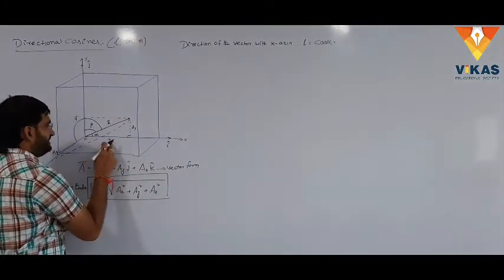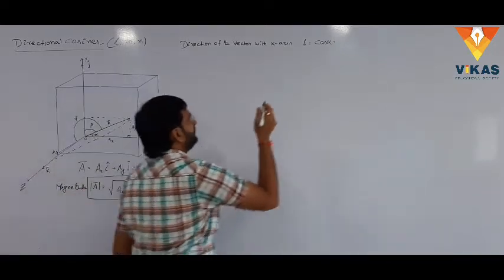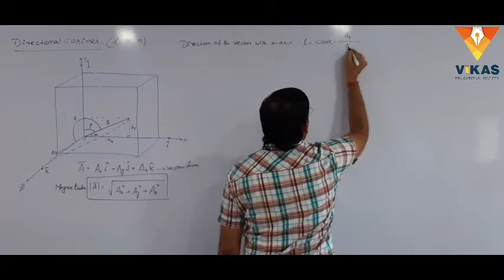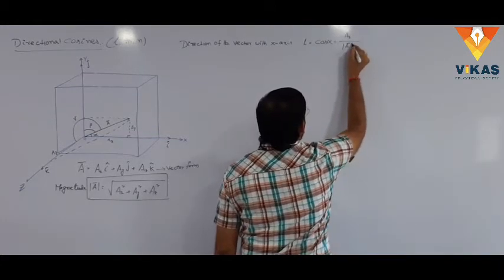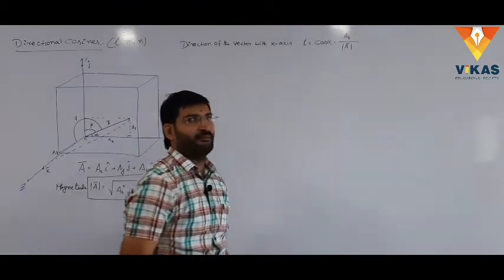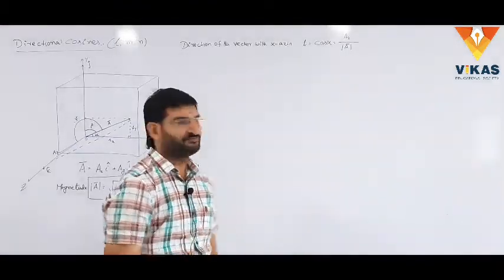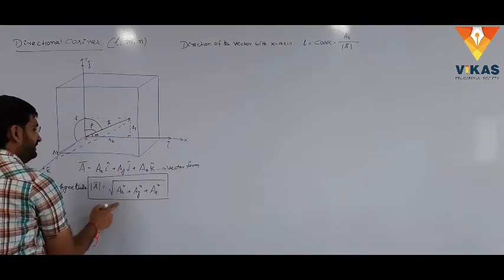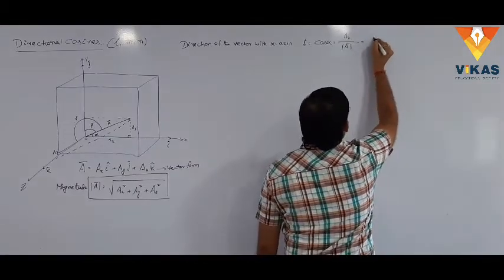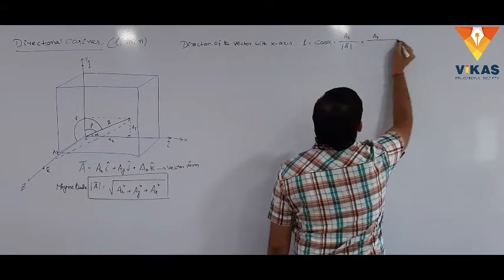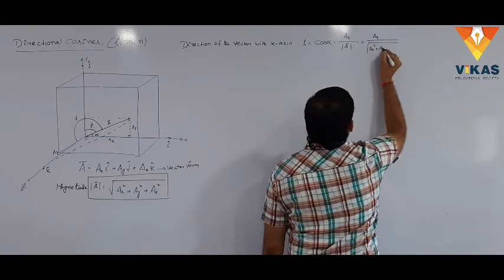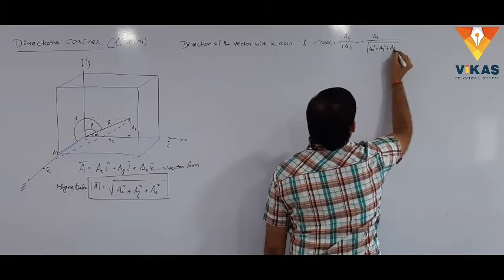Here cos alpha is equal to adjacent side by hypotenuse. What is the adjacent side here? That is ax. What is the hypotenuse? The length of the given vector, it is nothing but a bar magnitude. A bar is a vector, a bar magnitude is the length. Therefore, the length of this one is a bar modulus. That a bar modulus we already know, that is square root of ax square plus ay square plus az square. Simply, from this one, l equals ax by root over ax square plus ay square plus az square.